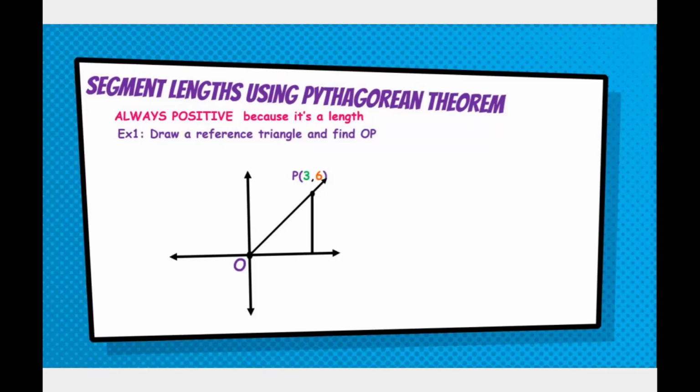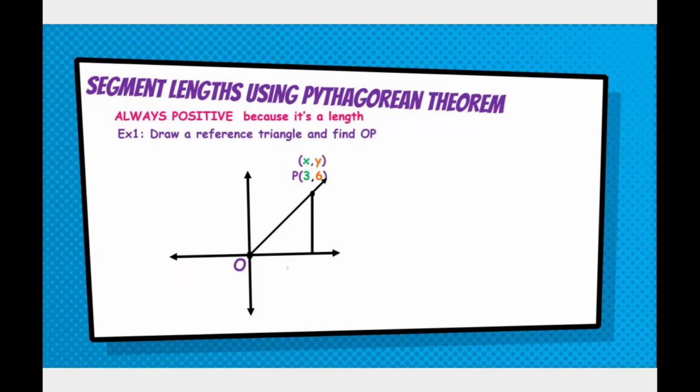We're going to practice drawing a reference triangle, then finding some of these side lengths and being able to identify these. So if I have a point at 3, 6, and I want to find OP, so the distance between the origin and that point on the terminal side, we're given that point is 3, 6. Well, remember the 3 is my X and the 6 is my Y, so from the origin, I have moved to the right 3 and I've moved up 6. That's where I get that point.